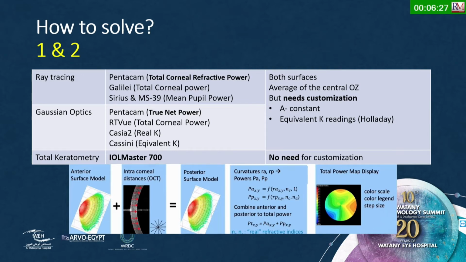Now the IOL Master 700 gives a good idea. It checks the anterior corneal surface and checks the pachymetry of the cornea at each point, and so deduces the posterior corneal surface and converts it to power. And by subtracting the two powers itself, it gives the perfect power of the cornea, which is called the total power map display. And there is no need for customization in the IOL Master 700.